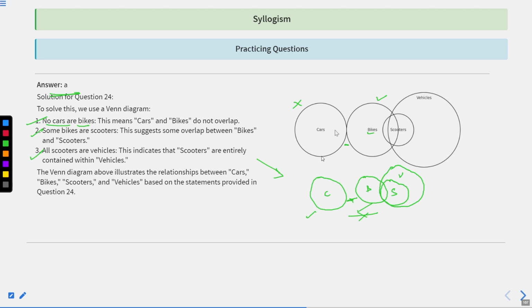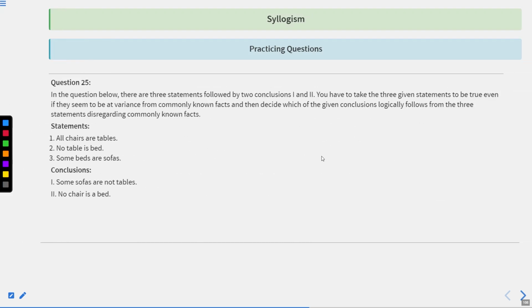Now we will be moving forward and we will be solving another set of questions for your better understanding, my dear students. Let us move to our last question. In this question we will discuss the same syllogism, but this time instead of giving you 15 seconds, you will only be getting 10 seconds to solve this particular question.